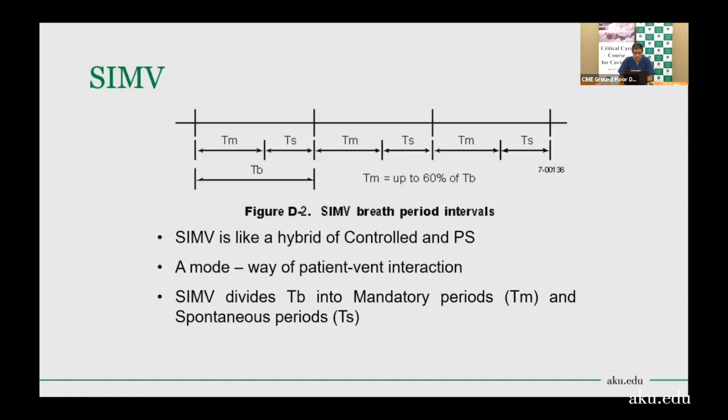Then we come to the SIMV mode. SIMV is synchronized intermittent mandatory ventilation. So it is a hybrid of control and pressure support ventilation. When I say pressure support, I mean spontaneous. So it is a hybrid of controlled ventilation and spontaneous ventilation. And it is a mode which is used for patient-ventilator interaction. The SIMV divides the breath cycle into the mandatory period and the spontaneous period.